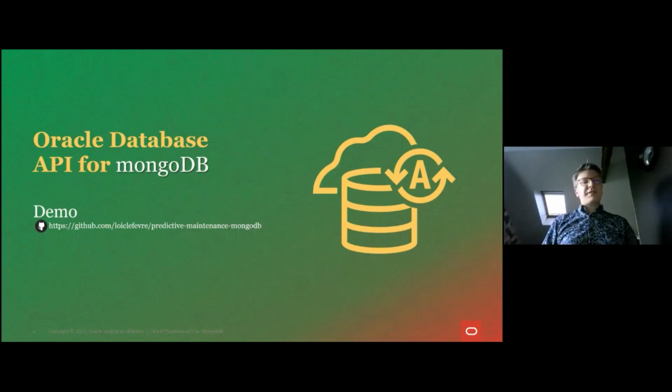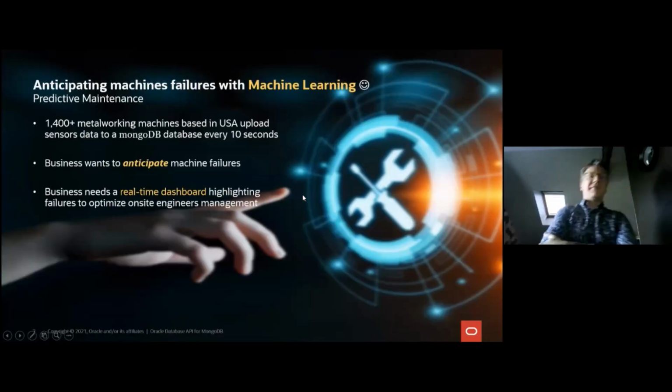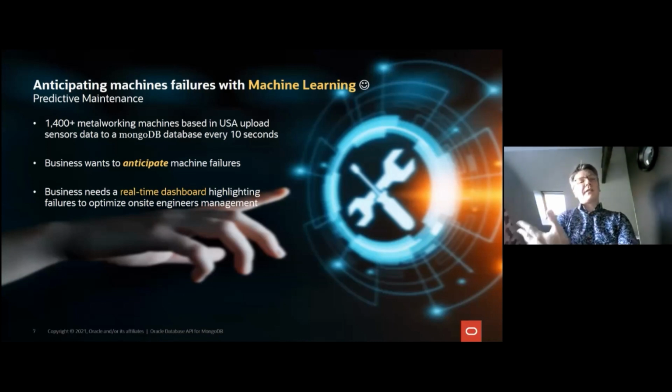And let's go for the use case. Today, what I just want you to think about is these new kinds of use cases where this trendy technology called machine learning will be used to anticipate machine failures. This is called predictive maintenance, and let's get through the use case.